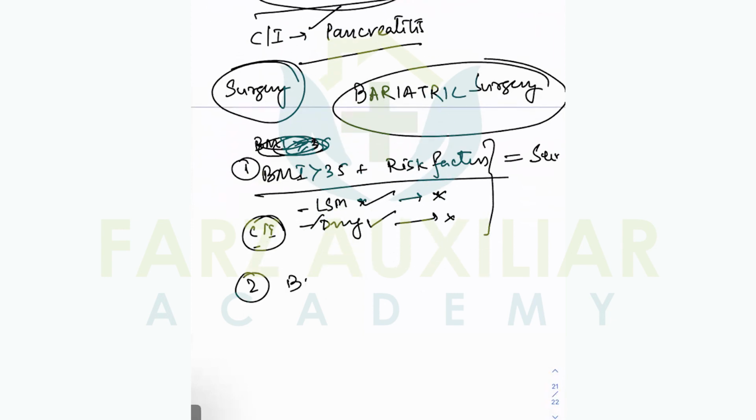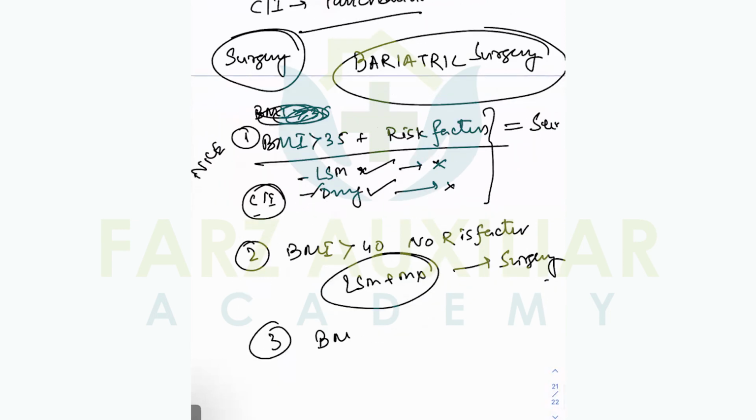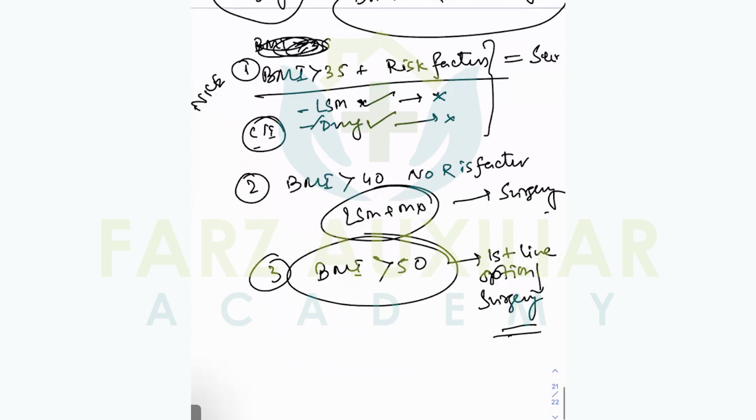The second criteria is BMI more than 40, no risk factor. Again, there should be an initial trial for this, and then we can send them to surgery. Again, NICE guidelines we are talking about. And the third variety is BMI more than 50. In such a case, the first line option is surgery. So these are the guidelines. Again, for surgery, the types and other things are important. Accordingly, we have to plan.